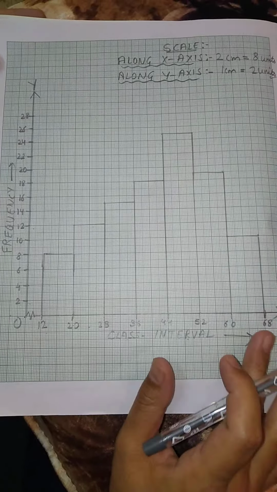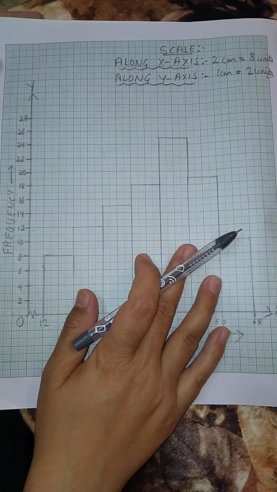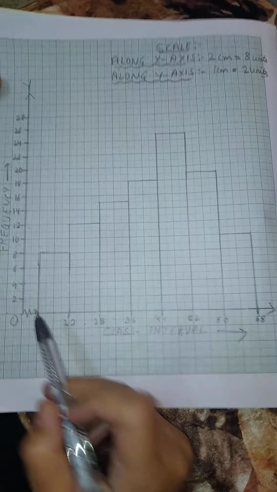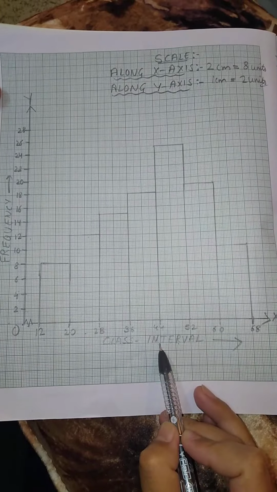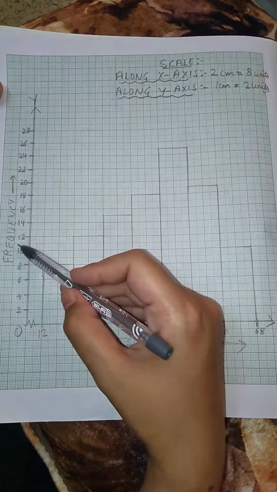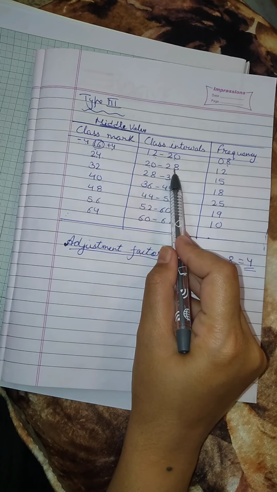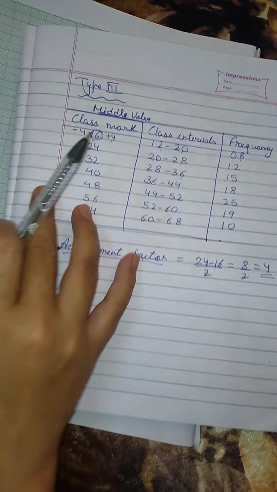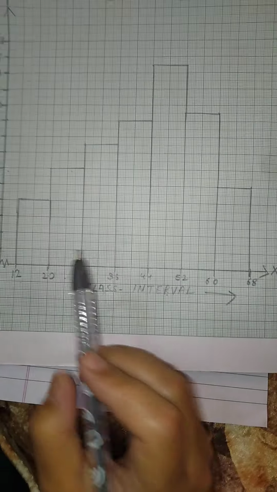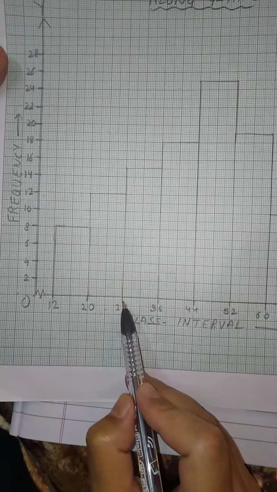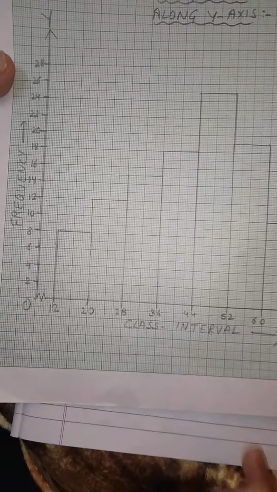Students, for the last sum I have plotted the histogram. It looks like this. How did I plot it? Along the x-axis you will take class intervals. Along the y-axis you will take frequencies. Now check out. Your class intervals were 12, 20, 20, 28. You have no option for class intervals. The same numbers you have to write. Your first numbers 12, 20, 28, 36. Keep on writing like that.